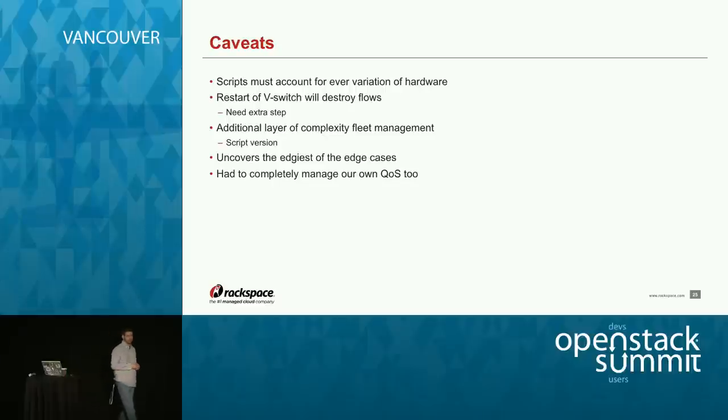This also adds an extra step. If for some reason you have to restart the vSwitch, you'd lose your flows. So there's some extra things we have to do to make sure that it effectively reruns that script on the instance to regenerate the flows.